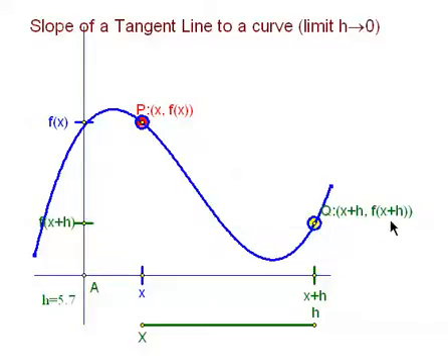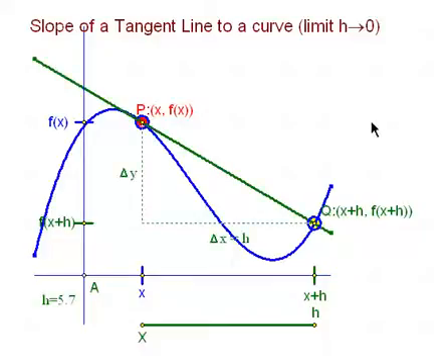The abscissa, or x value, of this point is h units away from the x value of the given point, which you can see here. The coordinate of the newly created point is x plus h and f of x plus h, the y value. So now we have 2 points, and we can find the slope of the line which passes through these 2 points, and this line is called the secant line.